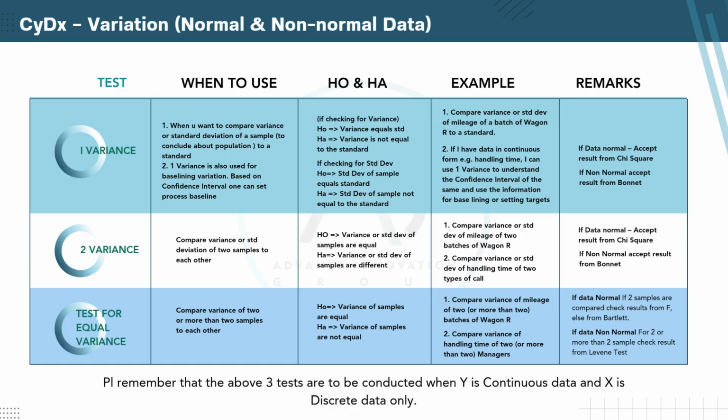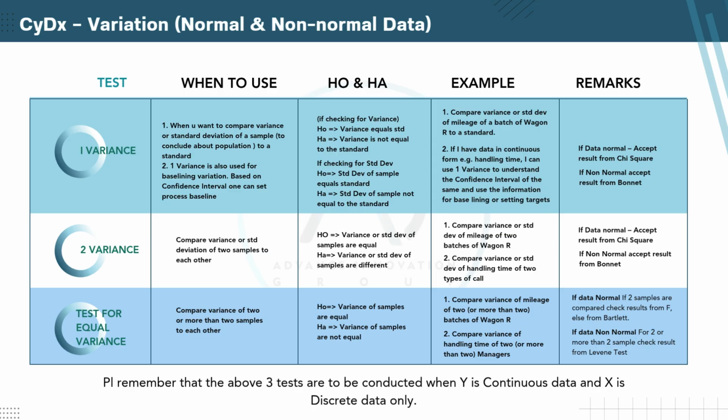2. 2-variance. When to use: when comparing variance or standard deviation between two samples. Hypotheses. H0: variance or standard deviation of both samples are equal. Ha: they are not equal. Example. Comparing standard deviation of mileage between two different Wagon R batches, or evaluating handling time consistency across two types of calls. Remarks. If normal, use F-test. If non-normal, use Bonett's test.